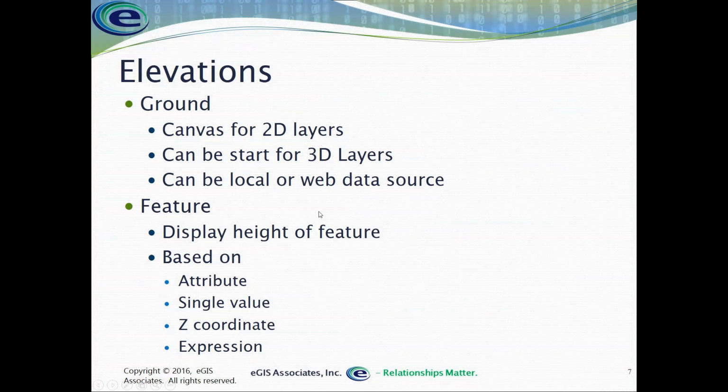There are two elevations, or at least two areas of elevation you need to concern yourself with. First is your ground. What is going to be the base or the reference that everything else gets pulled from, right? So what is your ground elevation going to be? This serves as the canvas for any 2D layers. So any 2D layers you add get draped over this canvas, okay? When you start adding 3D layers, you can say to extrude off that ground elevation, okay? So you can go up above. You can also set it to use specific elevations as well.